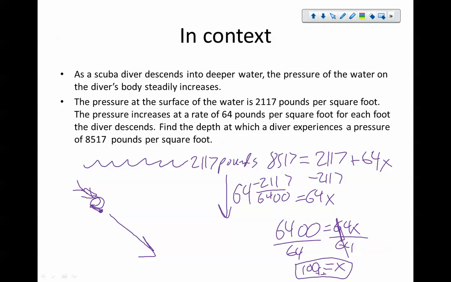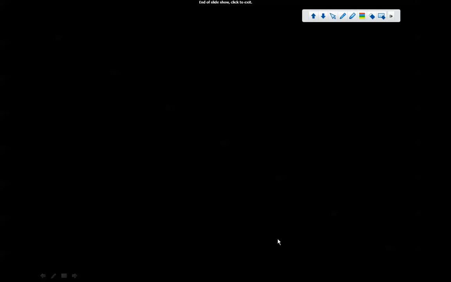The hardest part of this problem is almost always creating this equation. Personally, I think it really helps to draw a little picture to understand the situation. This is why I drew Scuba Steve over here, because it helps us understand what's happening so that we can create this equation a little bit easier. And that's it. It's over.